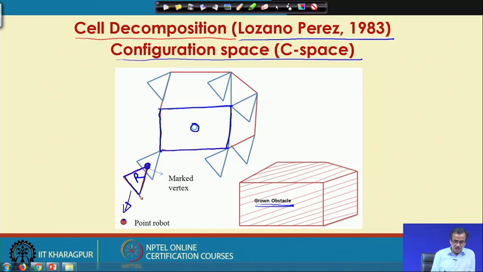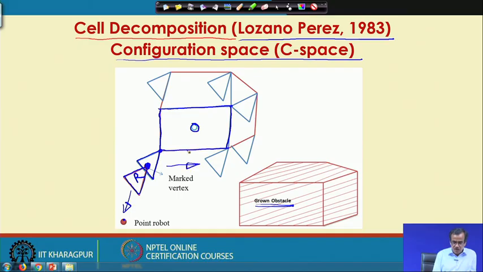The condition is as follows. This particular marked vertex will keep its orientation the same. So, what we do is, I have this obstacle and this robot, and I place the robot here. This marked vertex is going to coincide with this corner of the obstacle. Now, we try to slide in this particular direction.